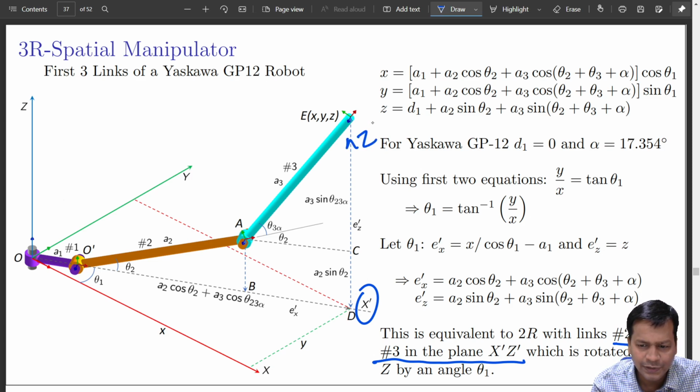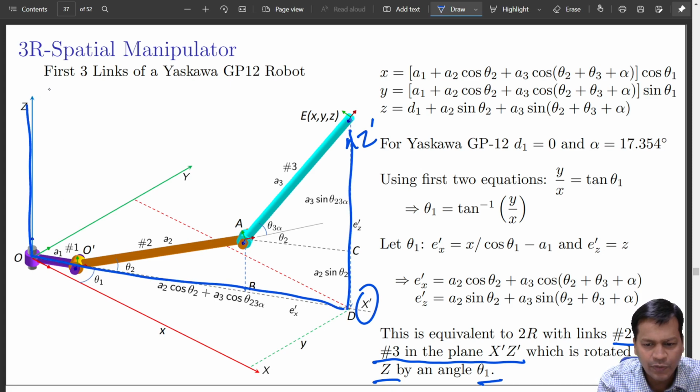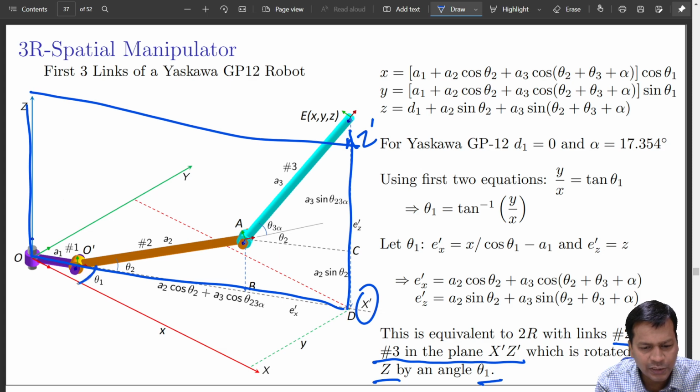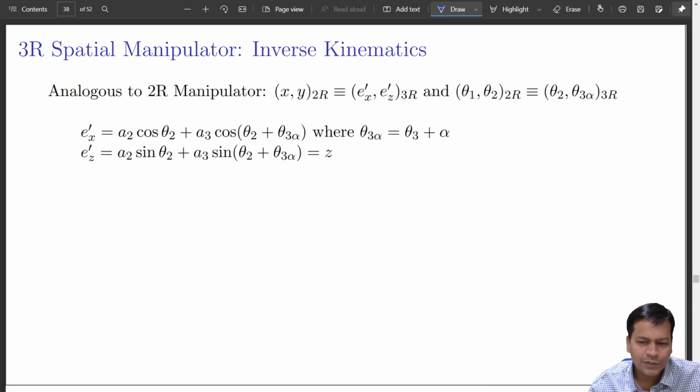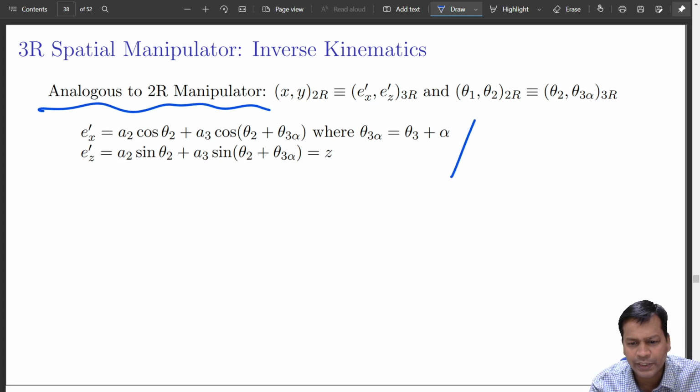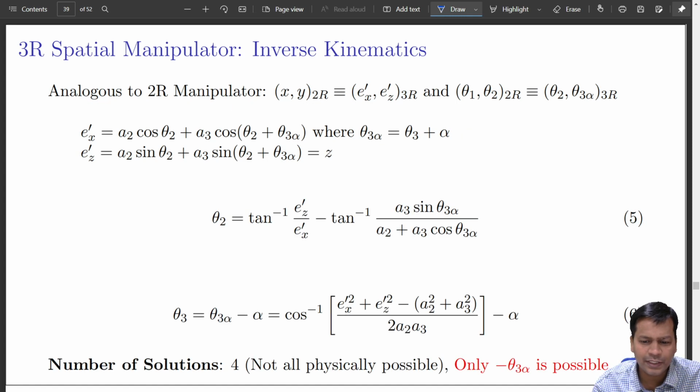So this is z dash, which is rotated about z by an angle theta 1. So this plane, if I can see, is rotated by an angle theta 1 about the z axis. That is quite clear. So this is in this plane. So I know this link now, and using that I can quickly obtain my 2R. This is analogous to a 2R manipulator, that is what I have written here. So you can quickly use the same solution we have done earlier to get this.